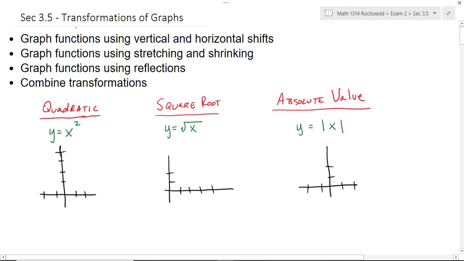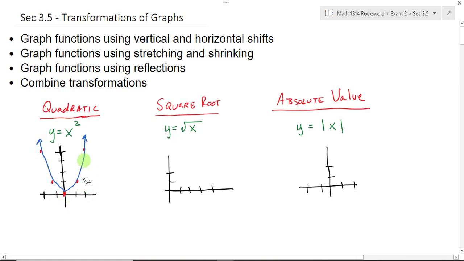When we graph these parent functions, there's some basic points that we like to look at, and those are the points that will transform whenever we start graphing using transformations. So on a quadratic function, if x is equal to 0, y is equal to 0. If x is equal to 1, y is 1 because 1 squared is 1. If x is negative 1, y is going to be positive 1 because negative 1 squared is 1. And if x is 2, y is 4. And if x is negative 2, y is still 4. We take these 5 points and then we connect them with a curve, and this gives us the graph of the parent function for the quadratic function.